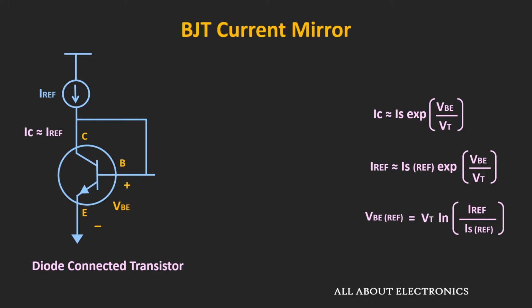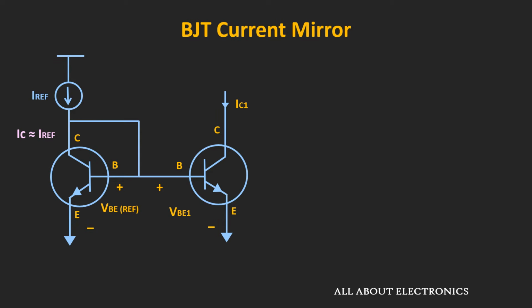Now let us apply this voltage VBE to the base of the second transistor. Let's call this second transistor Q1. So here this voltage VBE reference and the voltage VBE1 are the same, because here the bases of both transistors are connected together and the emitter terminal of each transistor is grounded. That means here voltage VBE reference is equal to VBE1. Let's call it VBE.